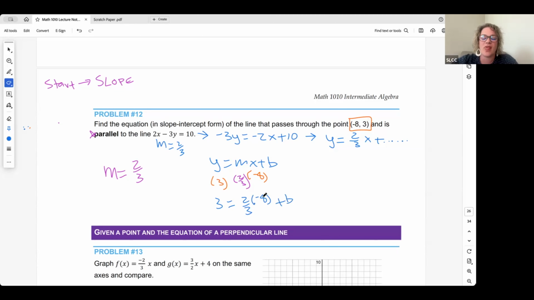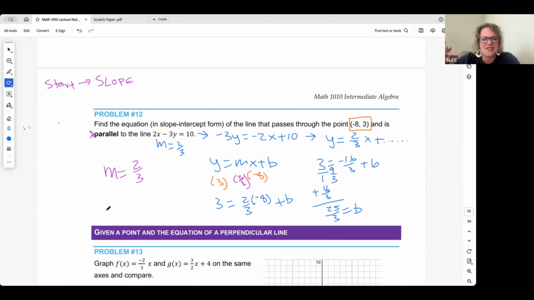plus b. So this would be -16/3. So 3 equals -16/3 plus b. Add 16/3 to both sides. So this would be 3/1. And remember, to get the common denominator of 3, I'd multiply by 3. So this becomes 9/3. Okay, so 16 plus 9 is 25/3 equals b.